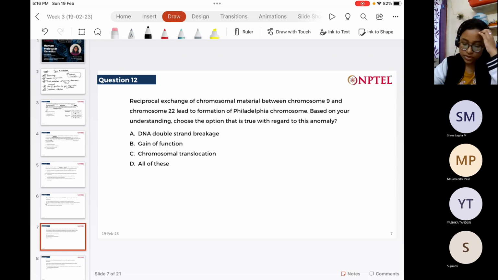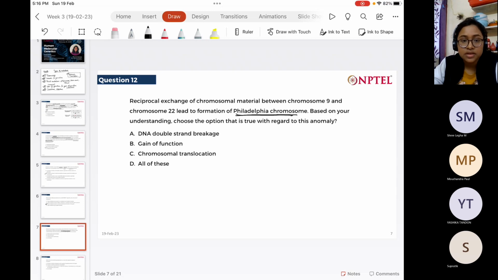So here, in this question, reciprocal exchange of chromosomal material between chromosome 9 and chromosome 22 leads to the formation of Philadelphia chromosome, correct? So you're aware, right? What is Philadelphia chromosome? Based on your understanding, choose the option that is true with regard to this anomaly. So you have to recall what a Philadelphia chromosome is. They are formed because of chromosomal material exchange between chromosome 9 and chromosome 22.